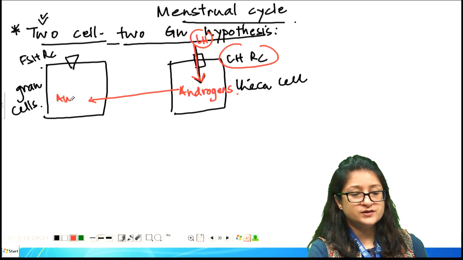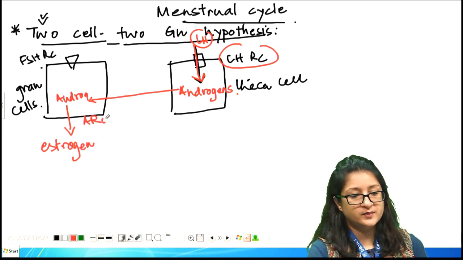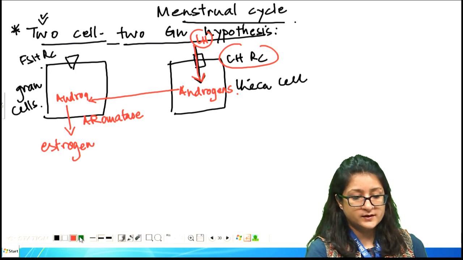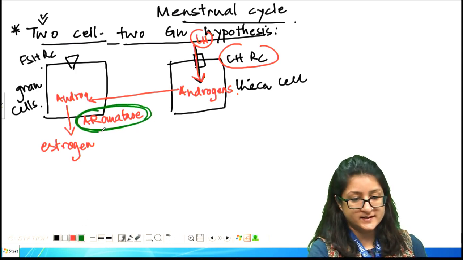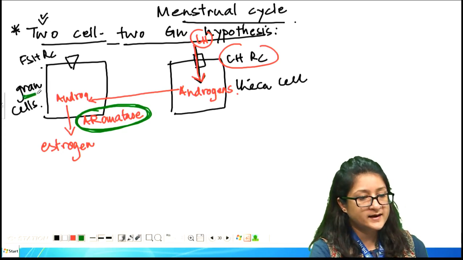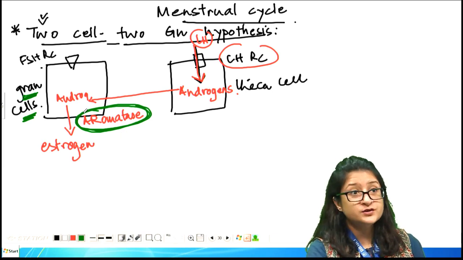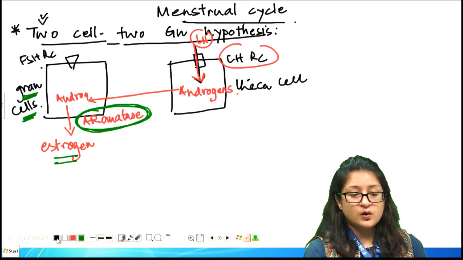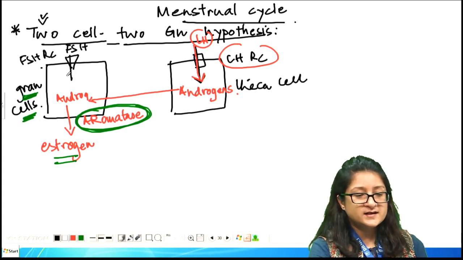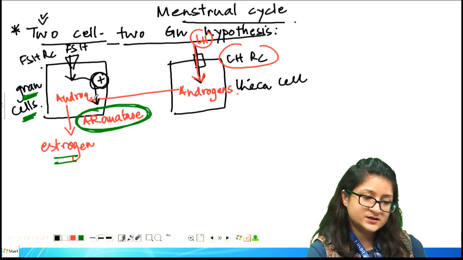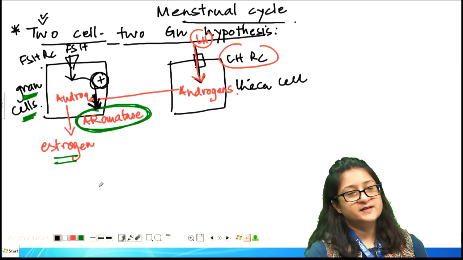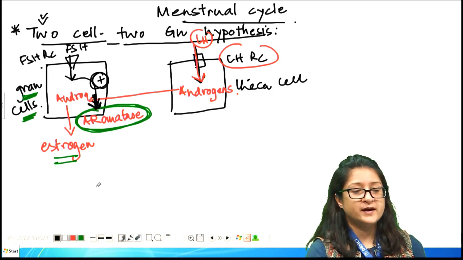And here, these androgens are aromatized to estrogen by the presence of the enzyme aromatase, right? Another important point to remember is that this enzyme aromatase is specifically present inside the granulosa cells. That is why the granulosa cells have the capacity of aromatizing these androgens, which are synthesized in the theca cells, to release estrogen, right? And what does FSH do all this while? FSH acts via FSH receptors and stimulates the aromatase enzyme. Okay, this FSH stimulates this step of the aromatization of the androgen. So this is about the two cell two gonadotropin hypothesis.